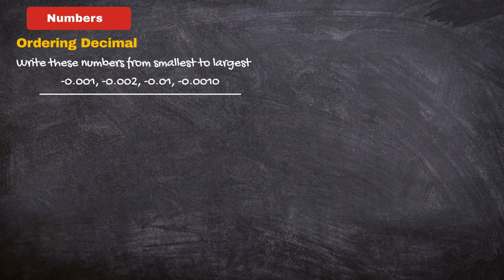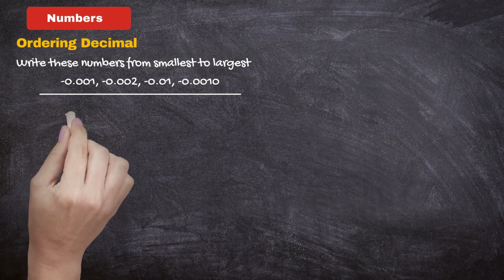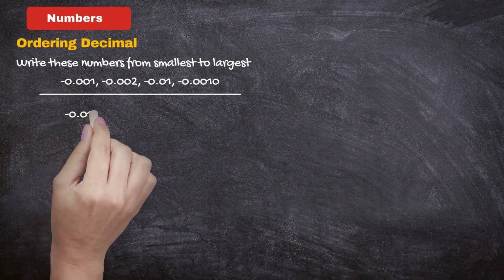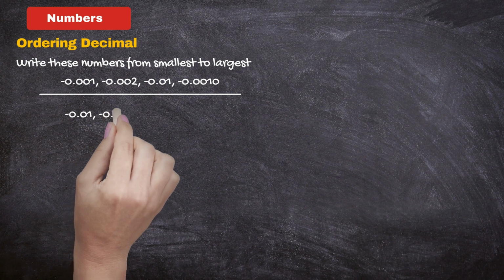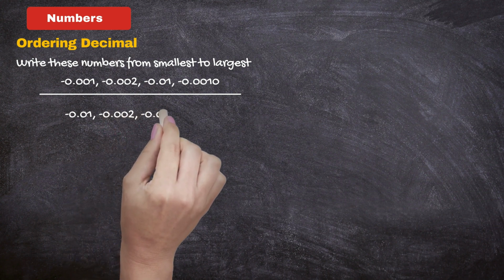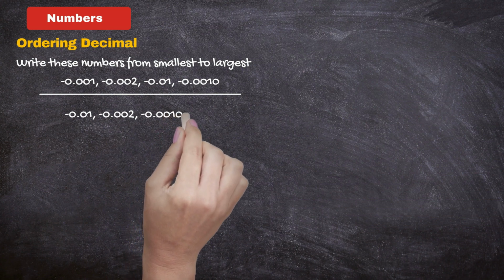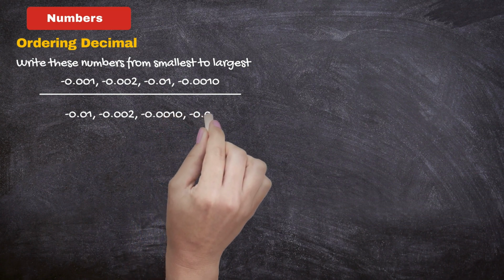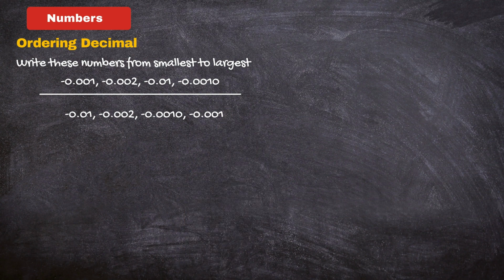So in this case, the smallest number is negative 0.01, then negative 0.002, followed by negative 0.001 or negative 0.0010, because these numbers are similar, so it doesn't matter which one you write first.